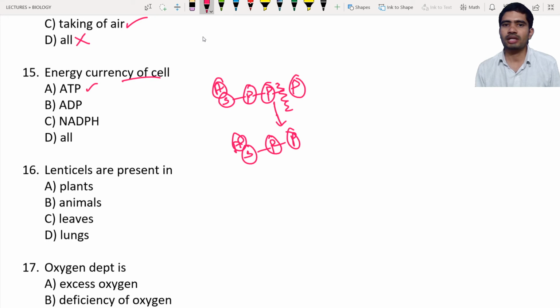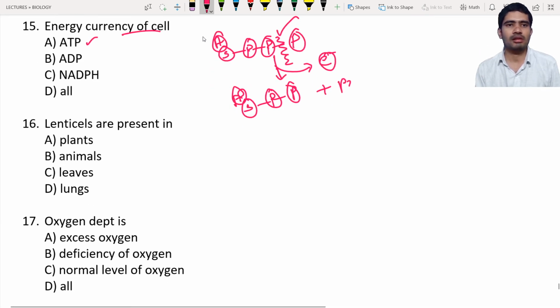In this process, upon the breakdown of this bond, there is a production of energy. So energy will be produced over here. Hence we can say that ATP is the energy currency of the cell. Why? Because it is going to provide the energy. Next is ADP. It is not at all, because ADP is not going to provide any energy. NADPH is also not correct, and the answer D, not at all. So which answer is correct? We can go for option A. The 15th option is A.